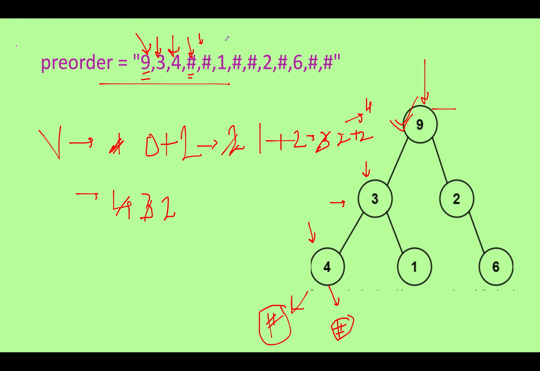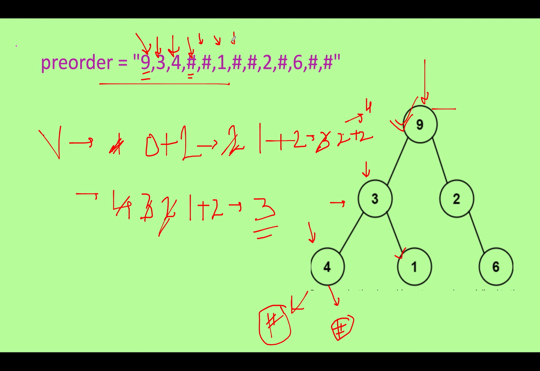Let's continue the process. Next we have 1, and since we are visiting 1 now, we will reduce the vacancy by 1. Vacancy gets updated to 1. Also, it's a non-null node, so we will add 2 to it because it causes an increase in the vacancy by 2. So the updated vacancy becomes 3.